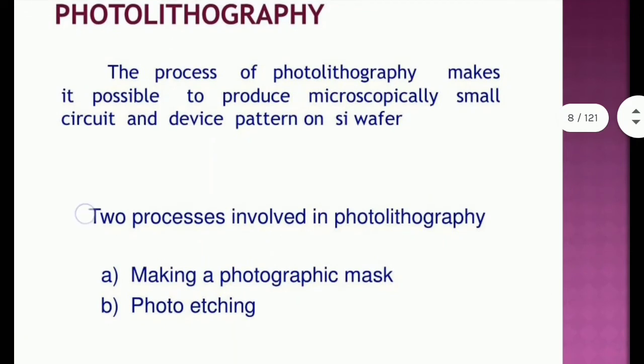Photolithography. With the help of this process, it has become possible to produce microscopically small circuit and device patterns on silicon wafers. The two processes generally involved in photolithography are the making of photolithographic masks and photo etching.